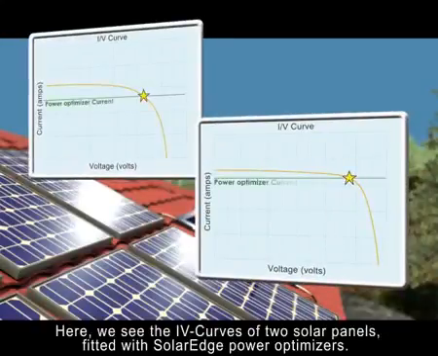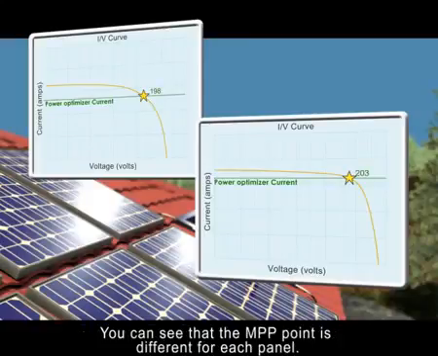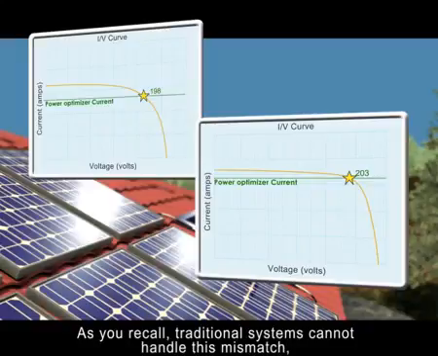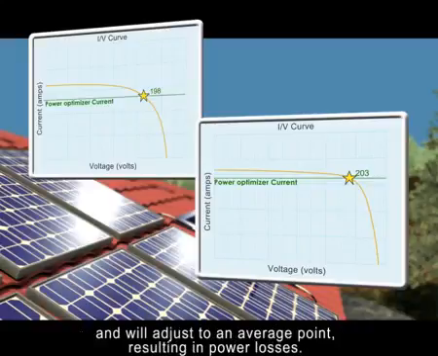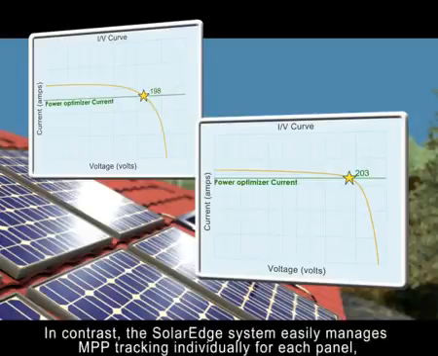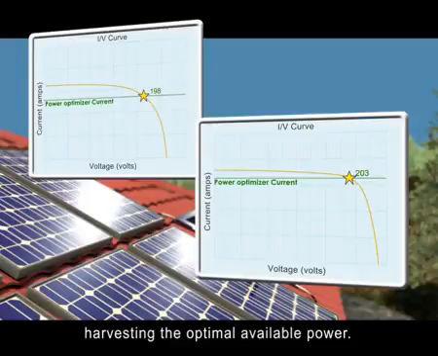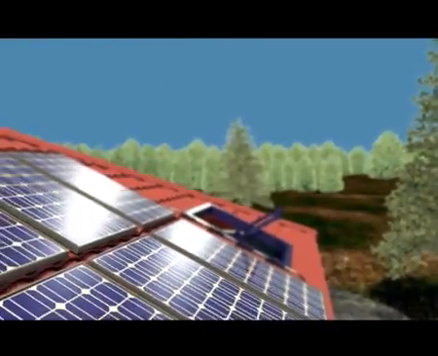Here we see the IV curves of 2 solar panels fitted with SolarEdge Power Boxes. You can see that the MPP point is different for each panel. As you recall, traditional systems cannot handle this mismatch and will adjust to an average point, resulting in power losses. In contrast, the SolarEdge system easily manages MPP tracking individually for each panel, harvesting the optimal available power.